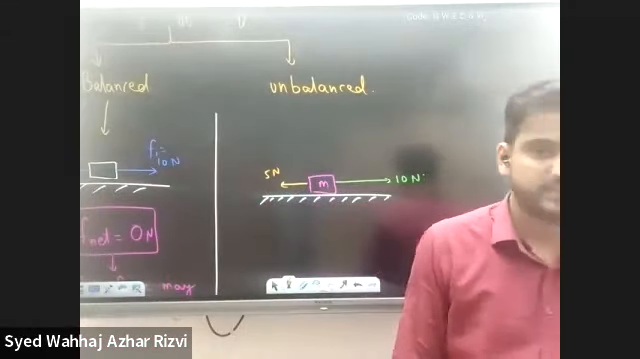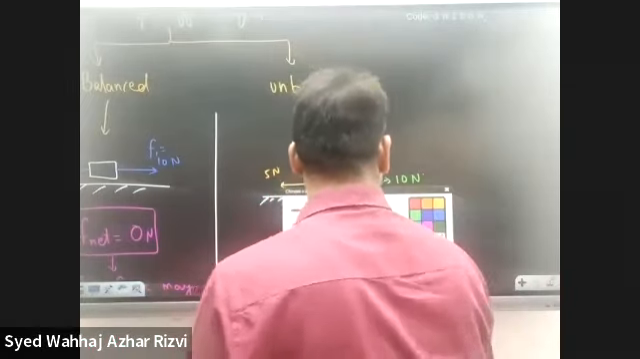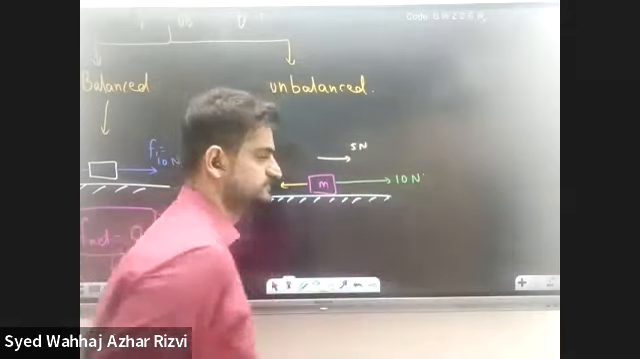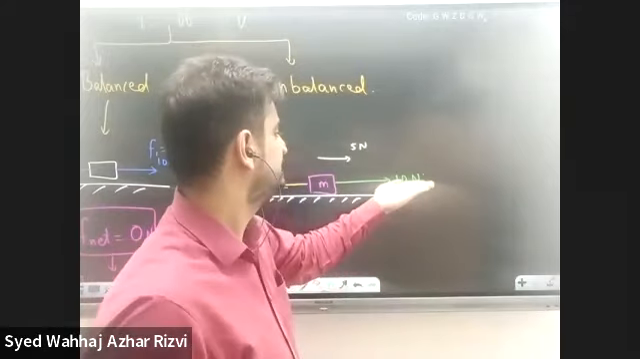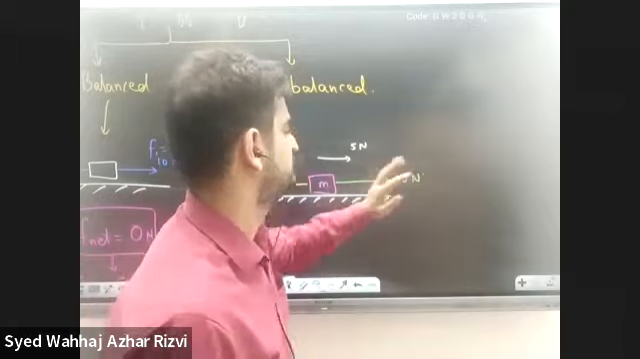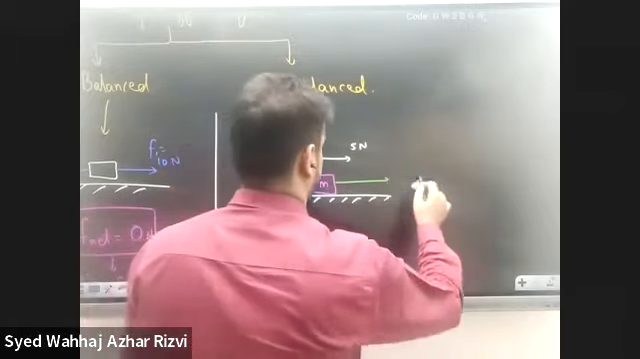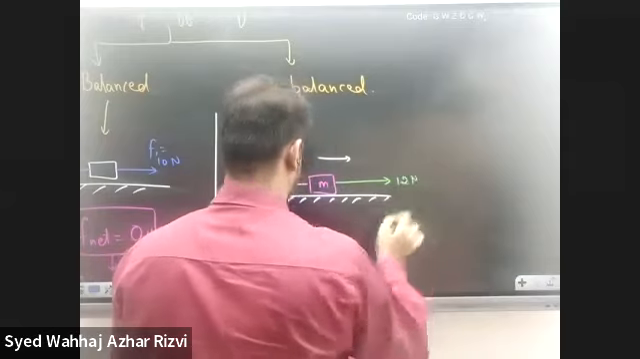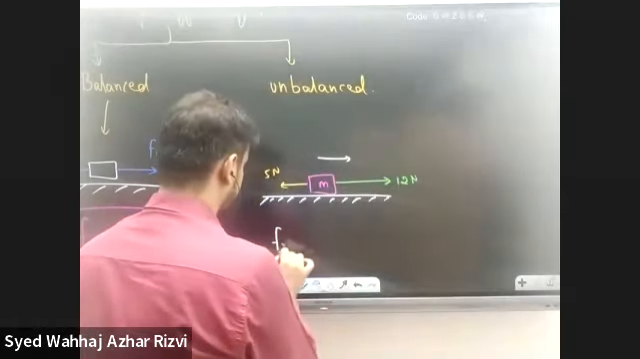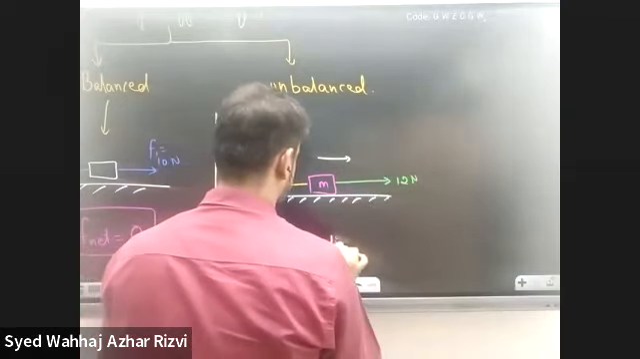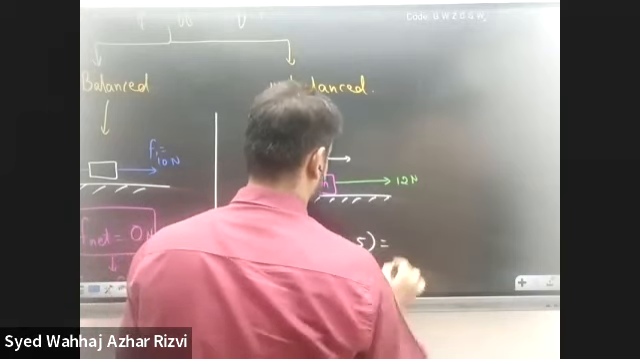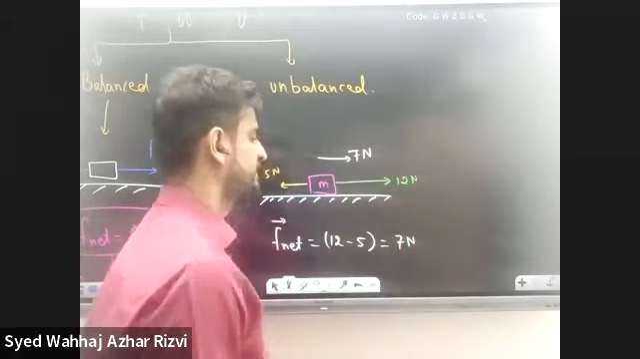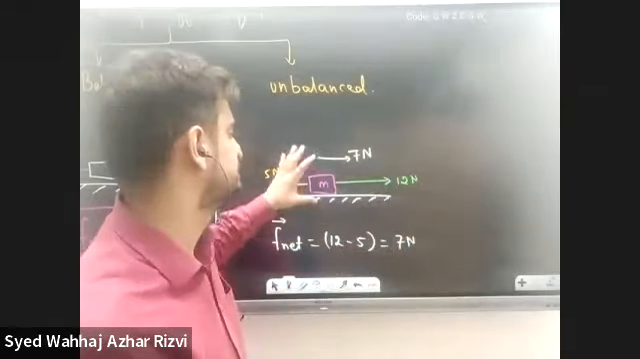So what would happen with this? There would be a net force acting on this block, and the net force would be 5 Newton. Why is it 5 Newton? If it is 10 and 5, we just cancel 5 from 10, we'll get 5 Newton. Okay? Let's change it a little bit. For the sake of argument, let's take it as 12 Newton. So how much would F net be? F net is going to be 12 Newton minus 5 Newton, and that makes it 7 Newton force. A total of 7 Newton force is going to be experienced by the mass M.